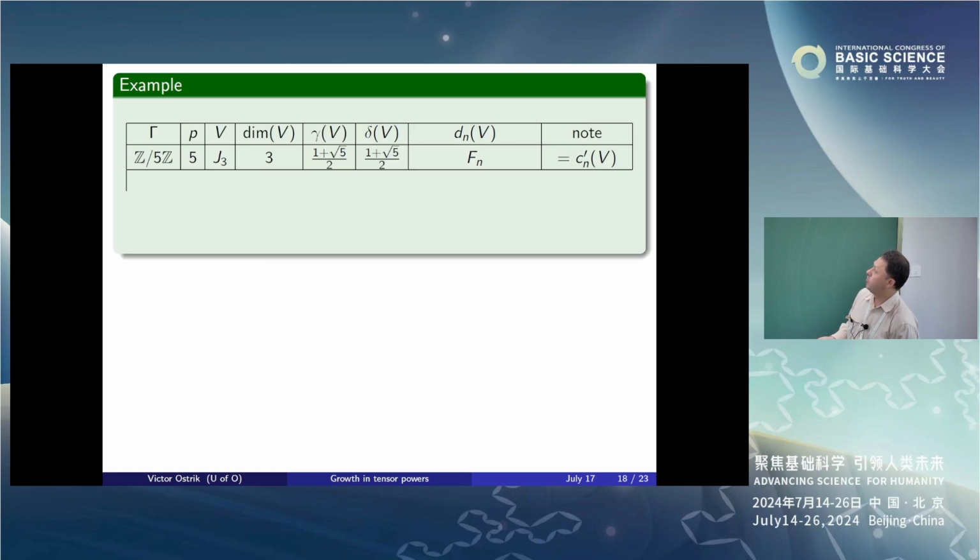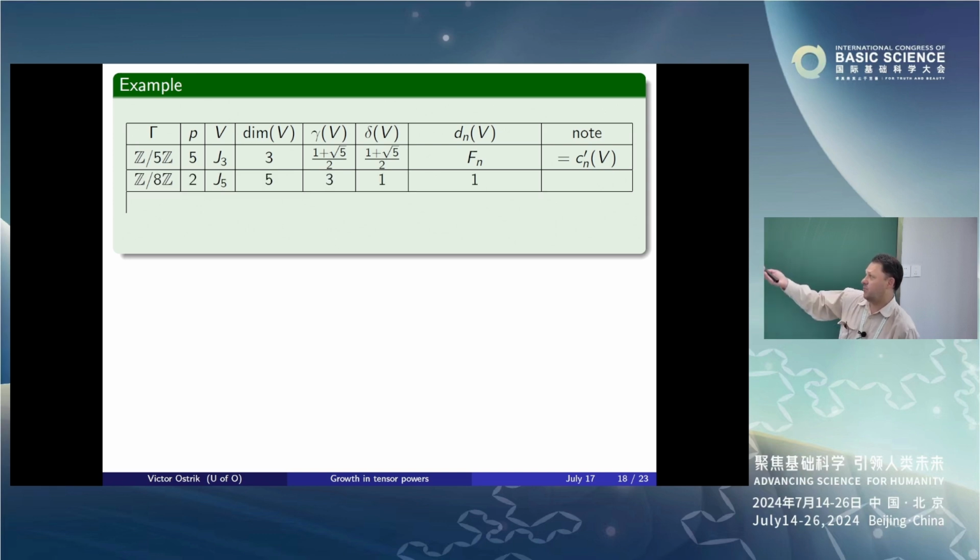Let me do a few examples just to illustrate what is going on. We did this example with the cyclic group of order 5, characteristic 5. My representation is J3. In this case, both invariants gamma and delta are the golden ratio, and my sequence is just the sequence of Fibonacci numbers. Maybe another example. Let us take the cyclic group of order 8, characteristic 2 to make things interesting, and take the Jordan cell of size 5, and play the same game. This example shows that gamma and delta are not always the same. One of them is 3, another is 1.